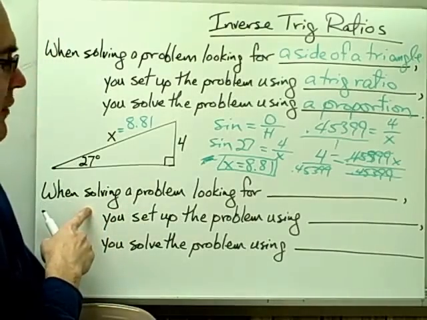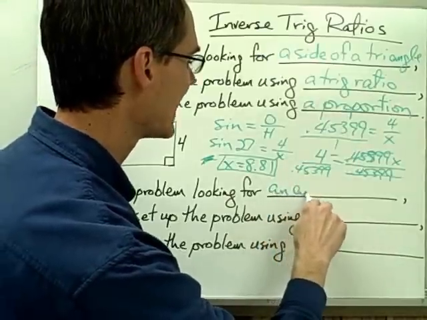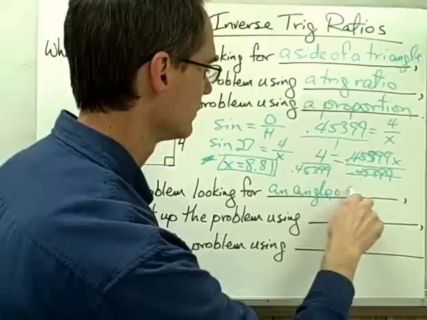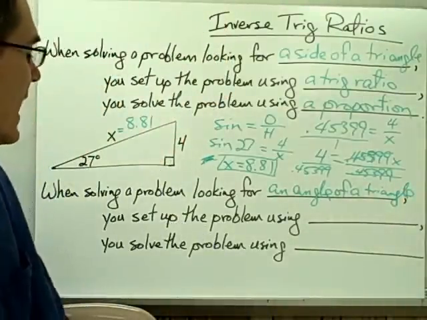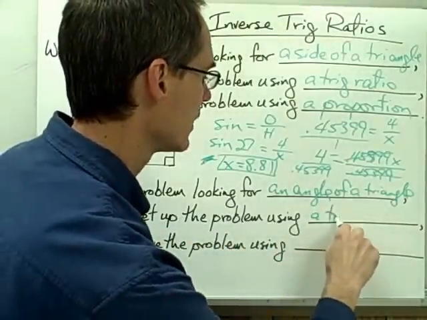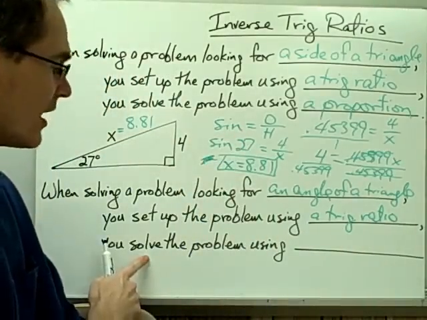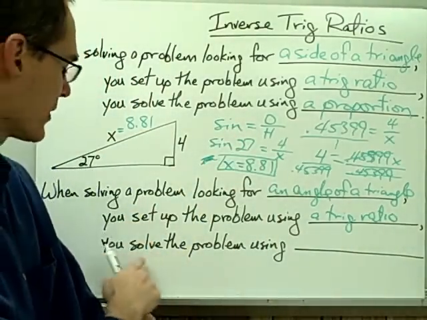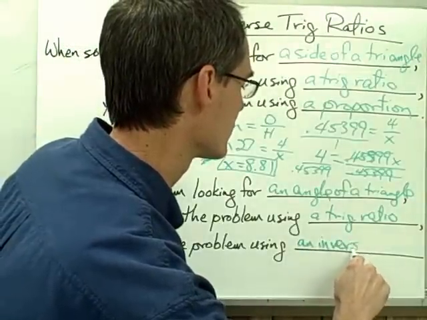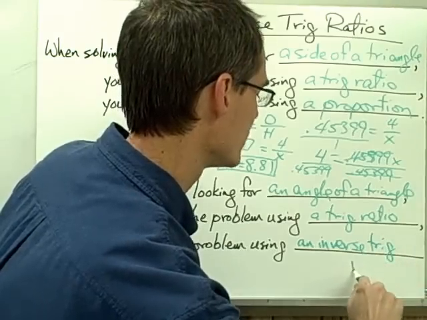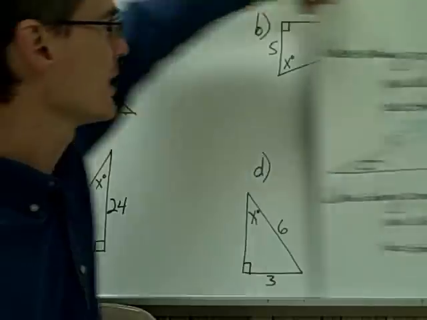Well, if I'm going to solve a problem in which I'm looking for not a side of a triangle, but an angle of a triangle, I still set up the problem using a trig ratio, just like I did before. However, when I solve this type of problem, I'm going to solve the problem using something called an inverse trig ratio. So let's take a look at what that type of problem looks like.